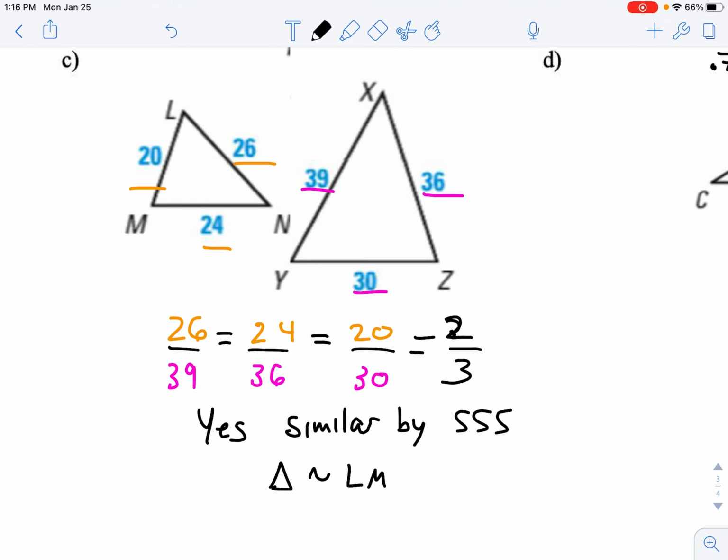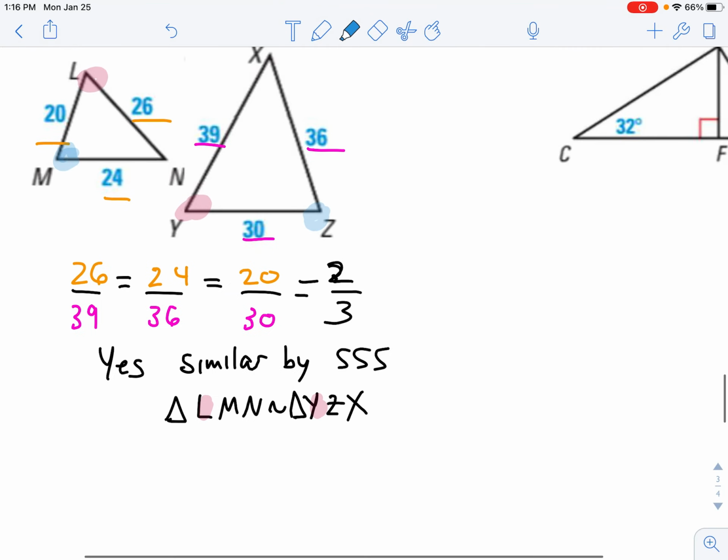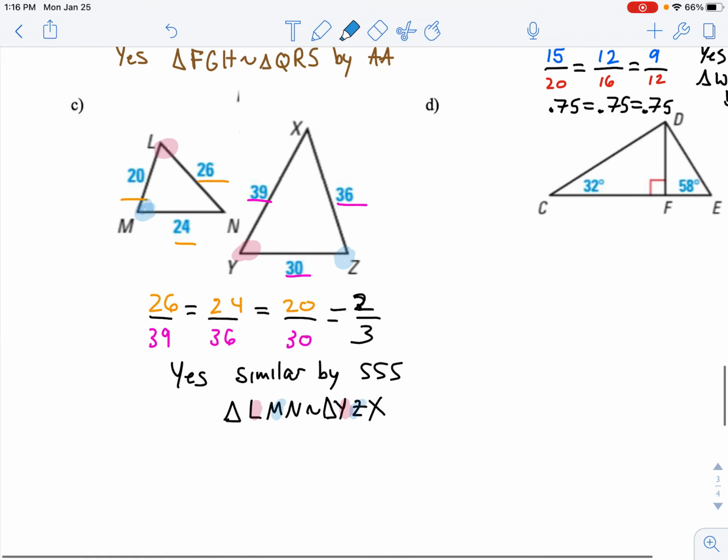I can say triangle LMN is similar. Well, 20, what corresponded to 20? That was 30. So I can say that was Y, ZX. That one was a little quirky. L corresponds to Y. M corresponds to Z, and N and X.